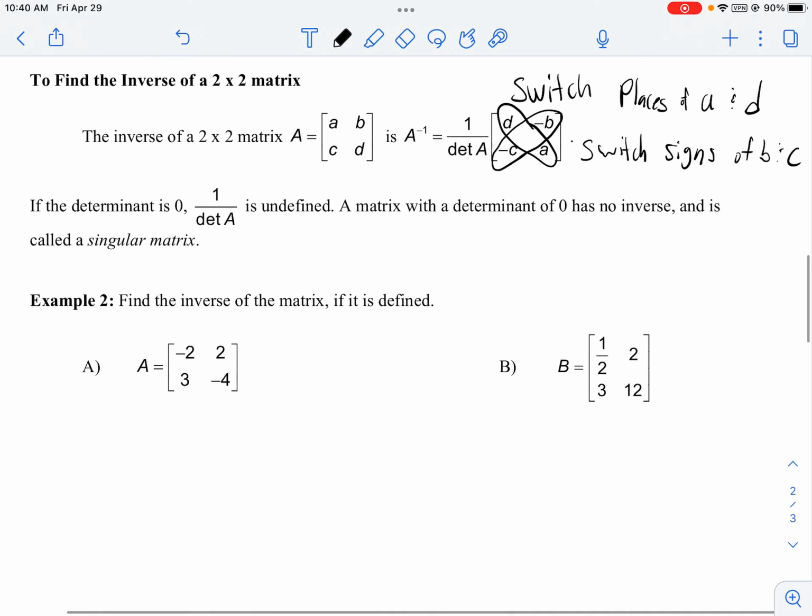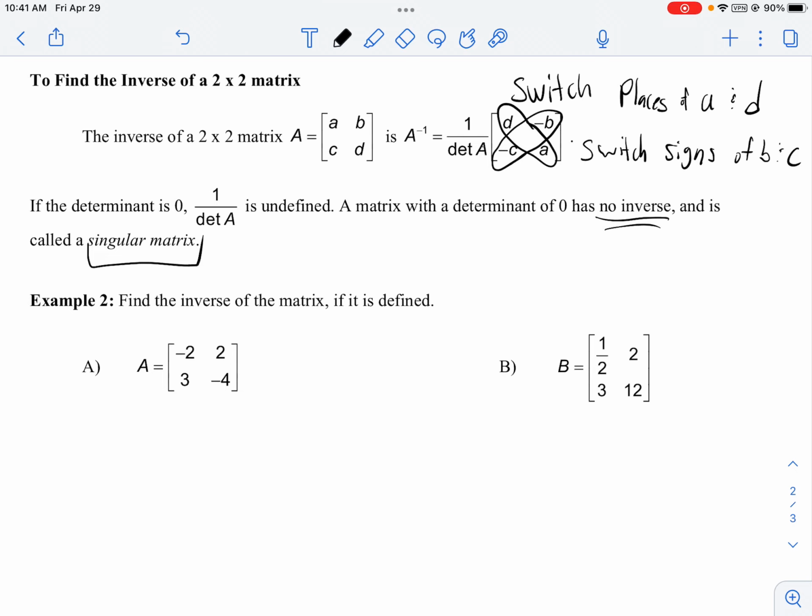Now keep in mind that you are dividing by the determinant. Now the determinant can be 0. Question: can we do 1 divided by 0? Is that valid? Answer, no, it is not. You can't have 1 divided by 0. It's breaking the universe, okay? So if your determinant is 0, then you don't have an inverse. There is no inverse if your determinant is 0. And if that's the case, we call it a singular matrix.